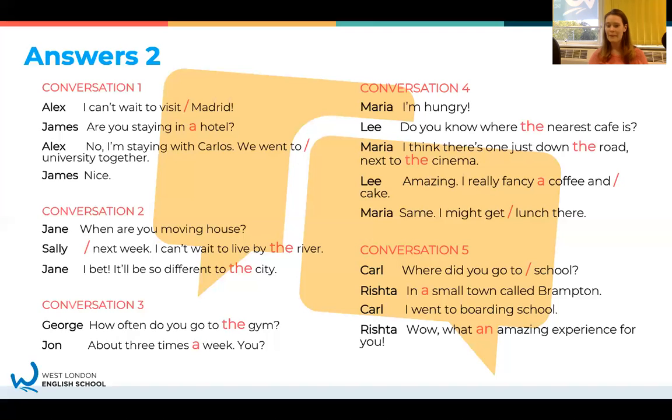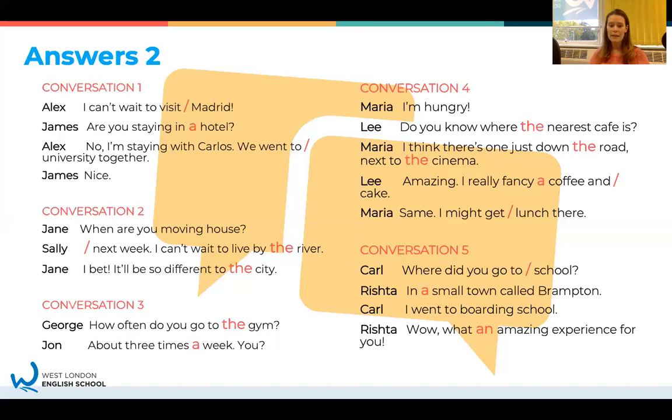And then Maria says, I might get lunch there. We don't put an article before lunch because it is a meal. We don't use articles before meals in English. So she could change this word. I might get breakfast there. I might get dinner there. Okay, Carl says, where did you go to school?